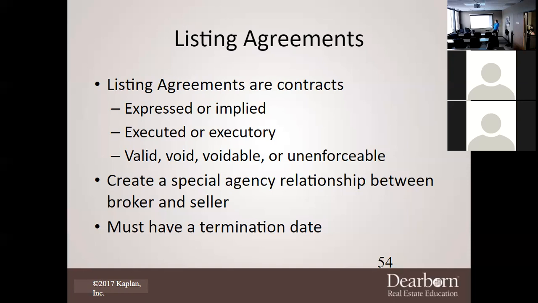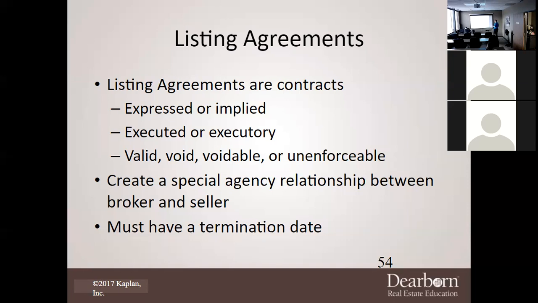Now, again, it creates a very special agency relationship between the broker and the seller. If you notice here, broker and seller is who it's between. It's not between the sales agent and the seller. It's between the broker and the seller. And again, it must have a termination date. I'm going to add something in here: it must have a reasonable termination date.